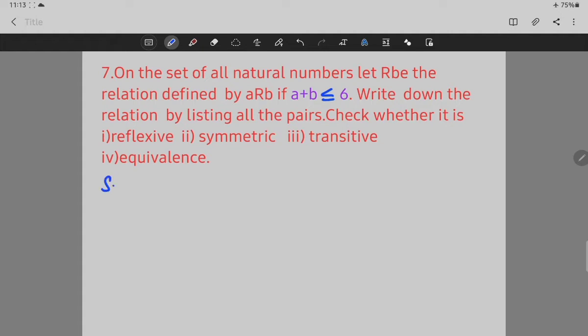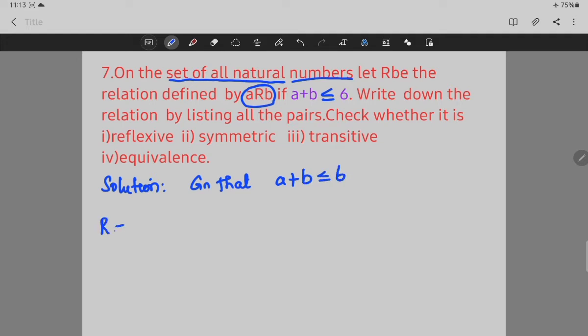So we'll take the solution. What is the set given? The set is the set of all natural numbers. And A is related to B if A plus B is less than or equal to 6. So here A and B are natural numbers having the condition. What is the condition given? A plus B is less than or equal to 6. So first I am going to list out the pairs in the relation.